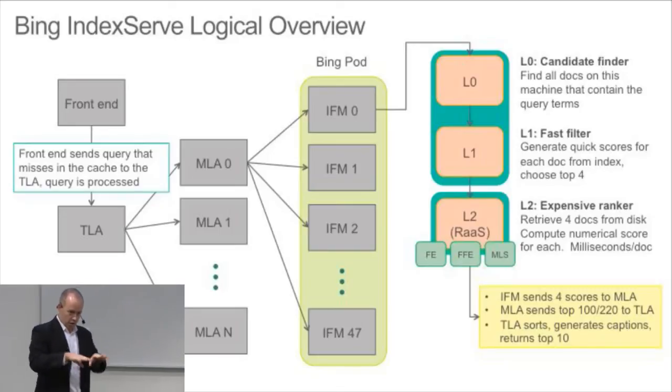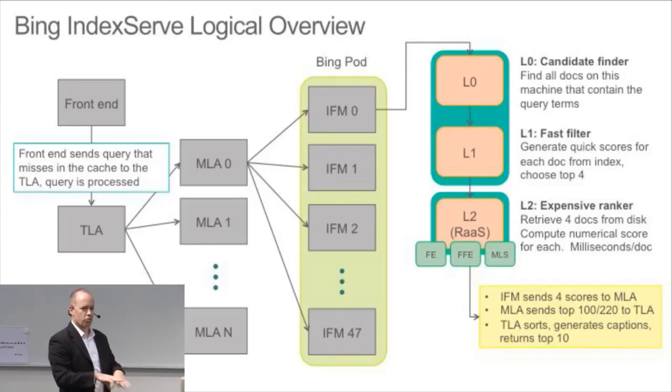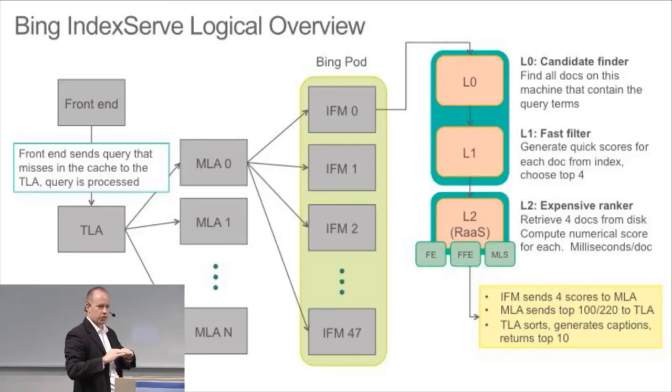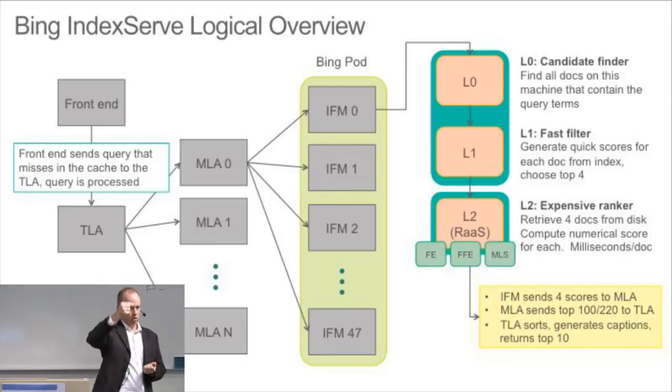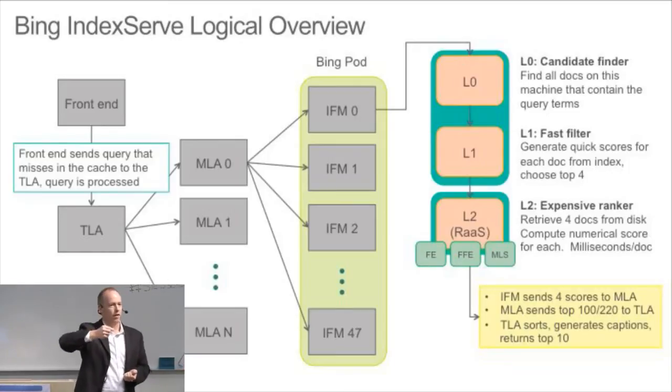Then the L1 filters that down. It says, of these 1,000 documents on this server, let me take it down to the best 4, the most promising 3 or 4 or 5 documents. And that's what the L1 does. It's a fast filter. And then the L2, which is what we call ranking, will actually take those 4 documents and go through a computationally intensive process to give them each a score. And that score determines where that document will come in the final search rankings.